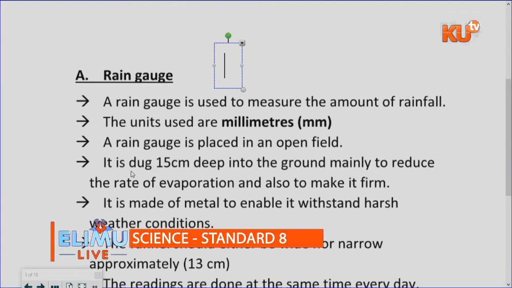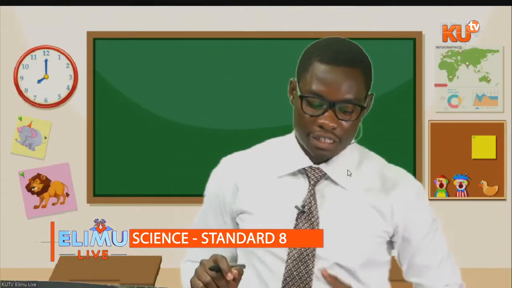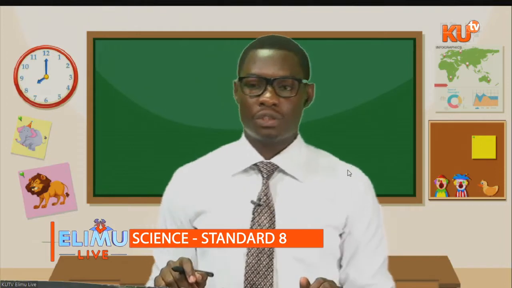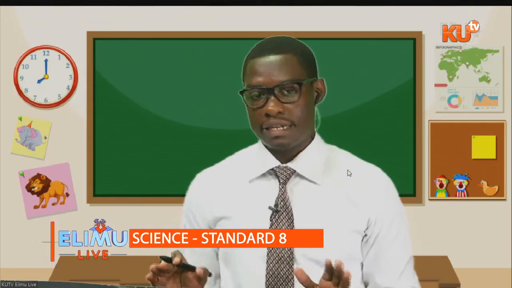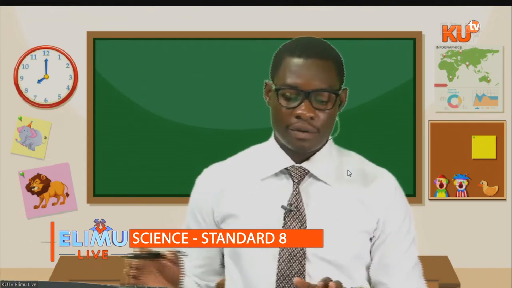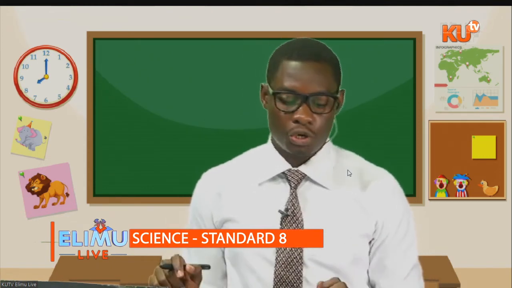So it is dug 15 centimeters deep into the ground, mainly. So we take note of this word mainly. Mainly means the most important part. So it is dug 15 centimeters to reduce the rate of evaporation and also to make it firm. But remember, to reduce evaporation is the main point, while the other one is just an additional point.